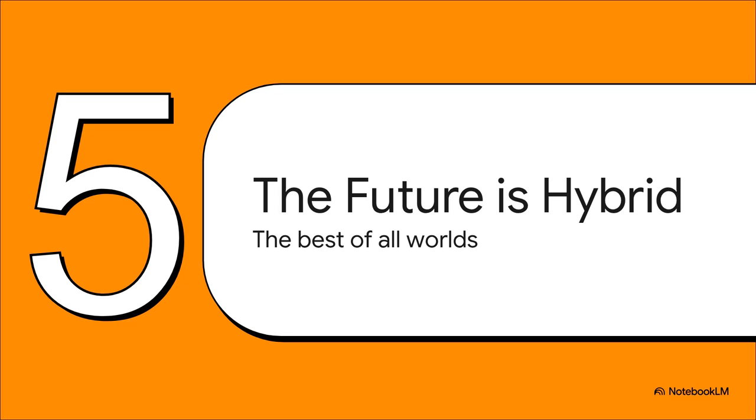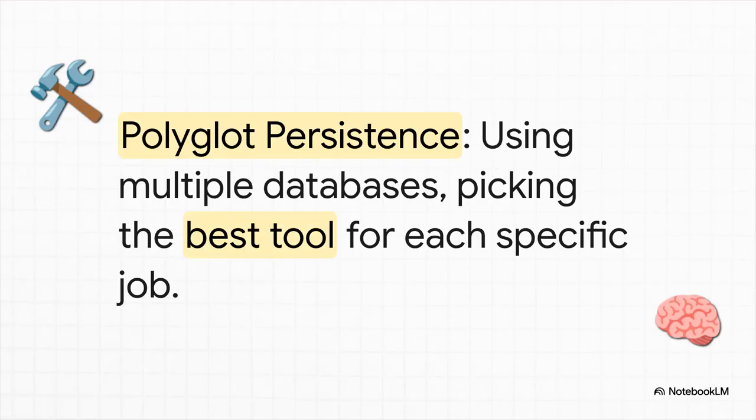So which model wins? Is it relational, document, graph? Well, the reality is, the lines between them are starting to get really blurry. The future isn't about crowning one winner. It's about combining their strengths to get the best of all worlds. This modern approach has a name: polyglot persistence. Polyglot just means you can speak multiple languages.